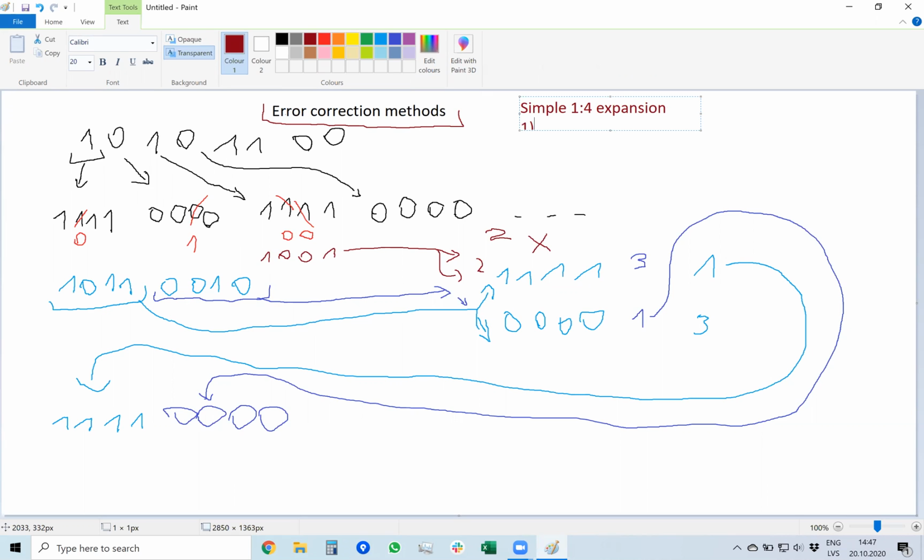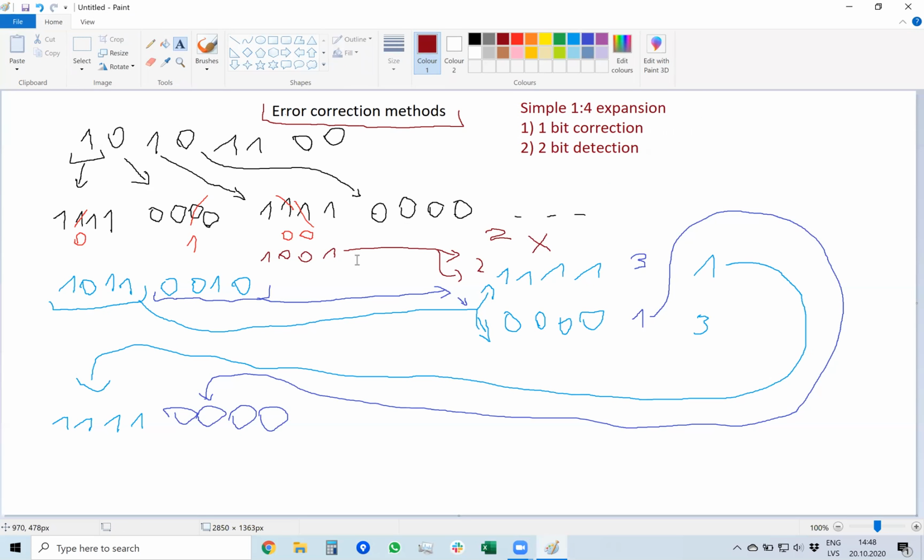it allows 1-bit correction and 2-bit detection. And if 3 bits are changed, then it fails. It replaces the data with the wrong data.